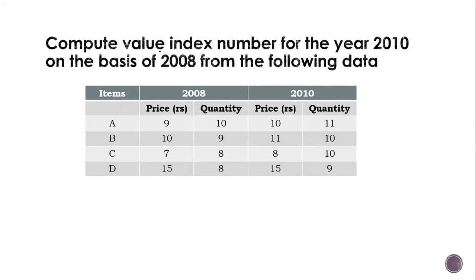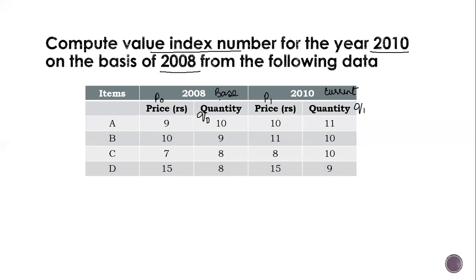So compute the value index number for the year 2010 on the basis of 2008 from the following data. They have given us the information here, the items. Now 2008 is the base year and 2010 is the current year. So the price of the base year will be P0, the quantity Q0, the price of the current year P1, and the quantity Q1. Now we require all this information for the calculation.